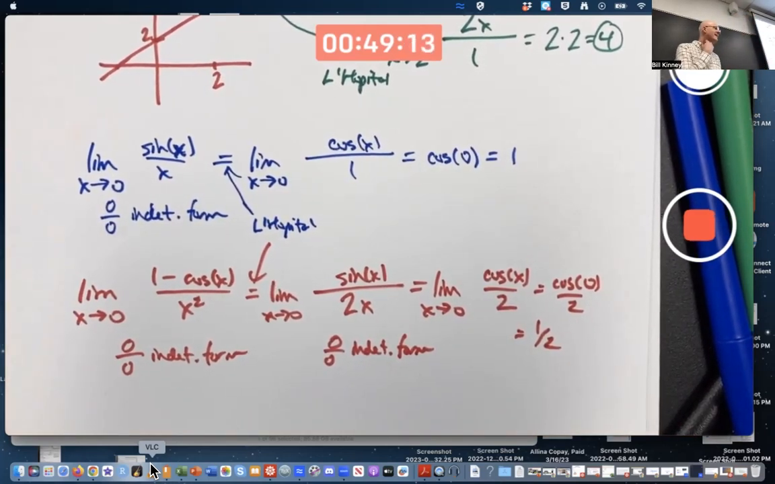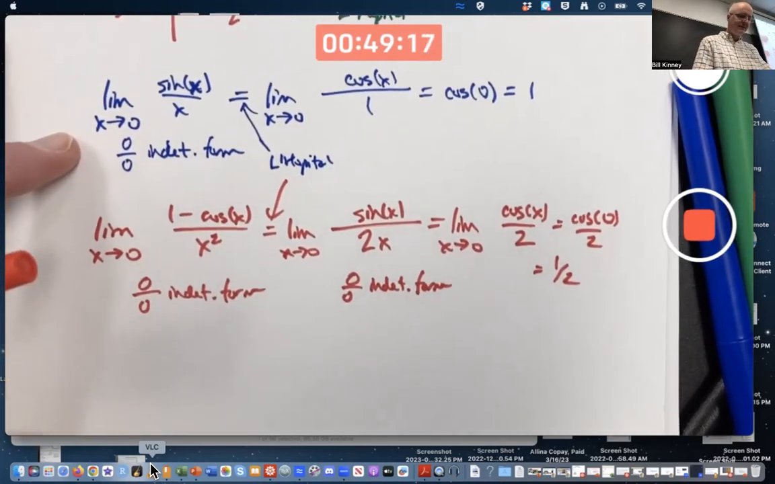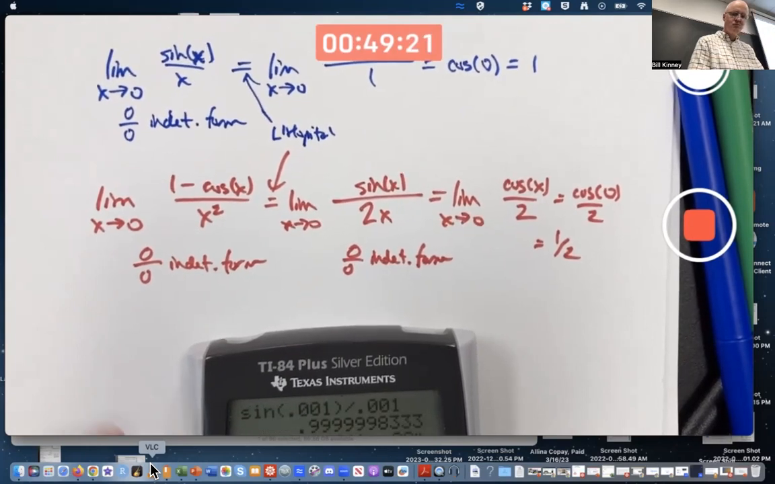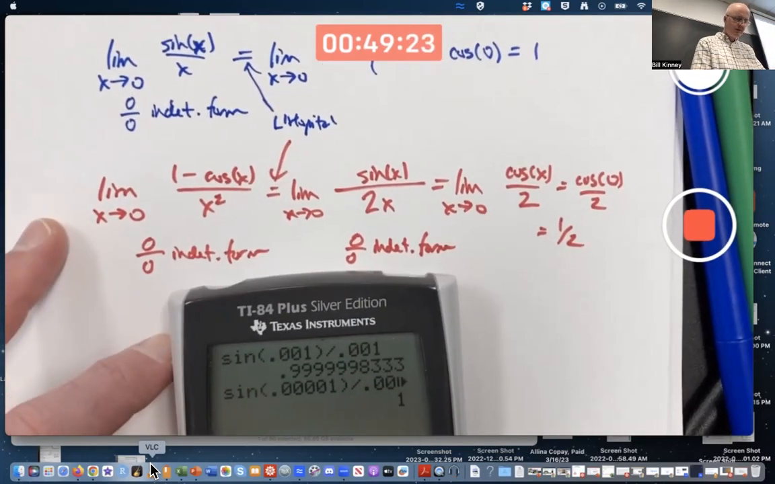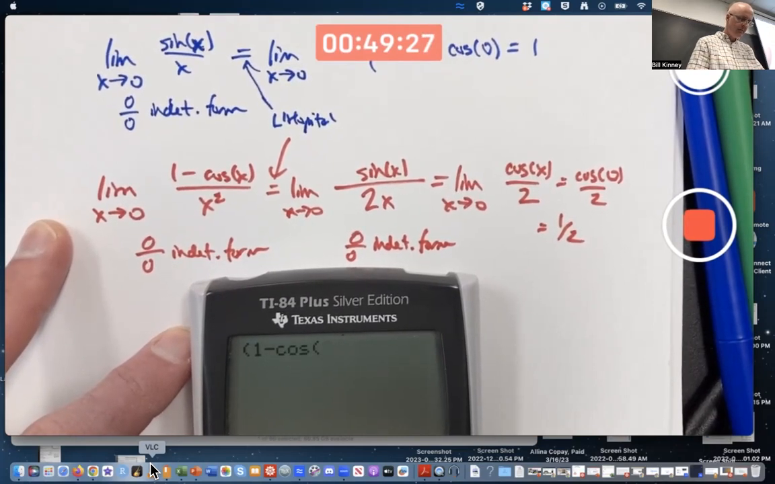Bet you didn't expect that, huh? 1/2, is it really? Let's test with the calculator. Take 1 minus cosine of a small number and divide by the square of that small number.